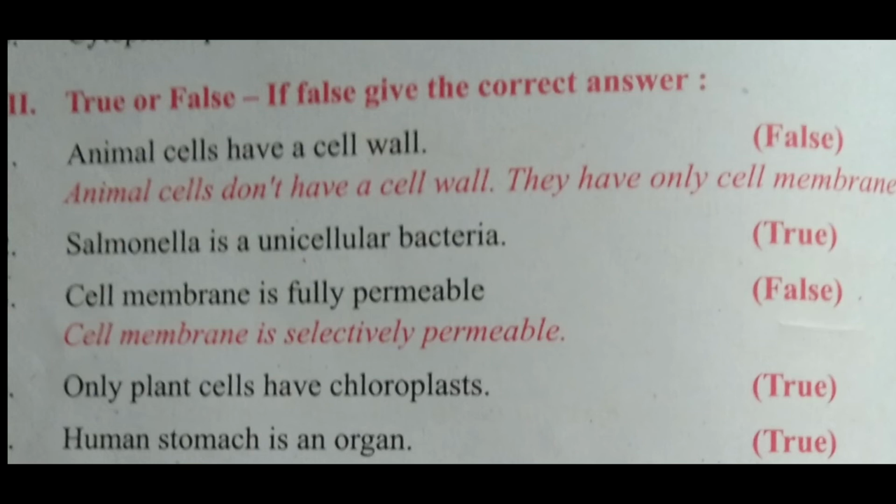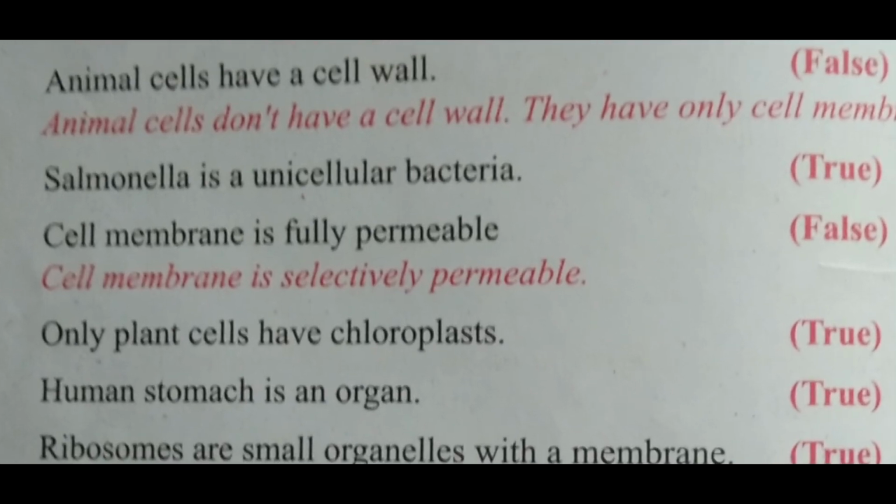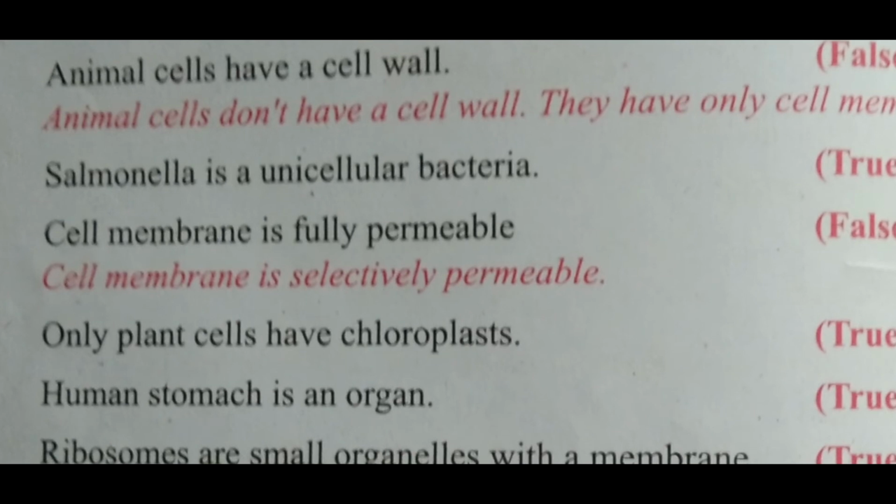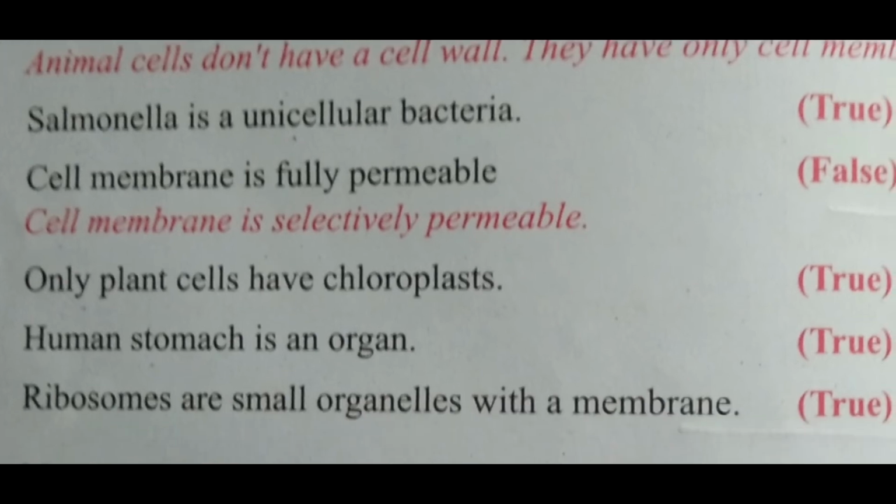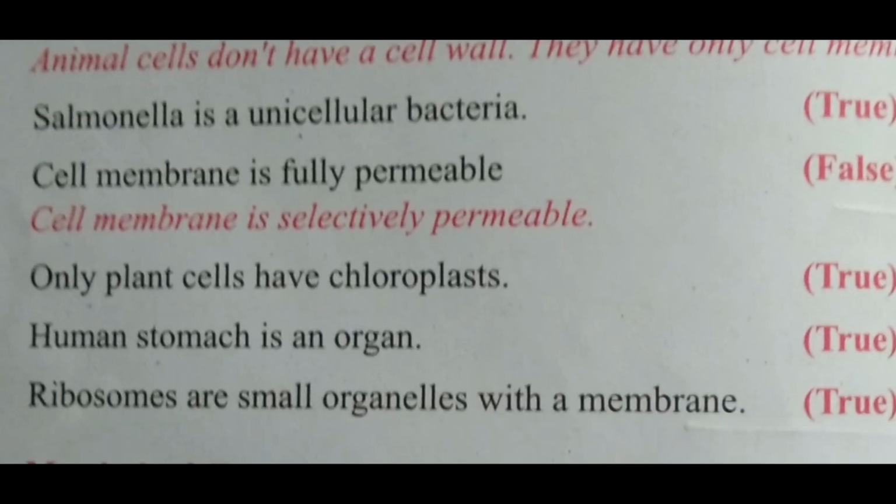And the third one, cell membrane is fully permeable. The statement is false. Cell membrane is selectively permeable. It allows certain substance only in and out of the cell. So, it is selectively permeable membrane. And the next one, only plant cells have chloroplast. Yes, the statement is true. This cell organelle involves the process of photosynthesis.